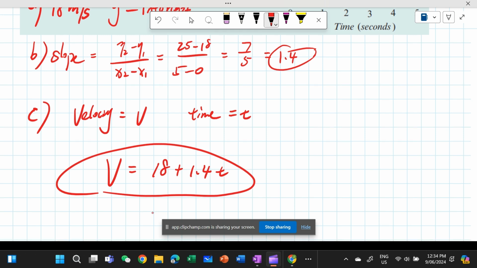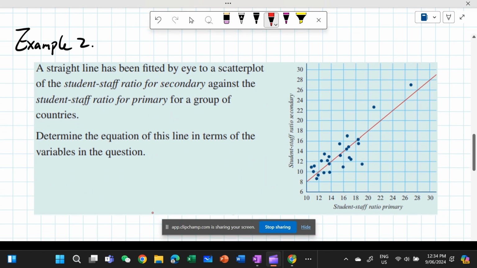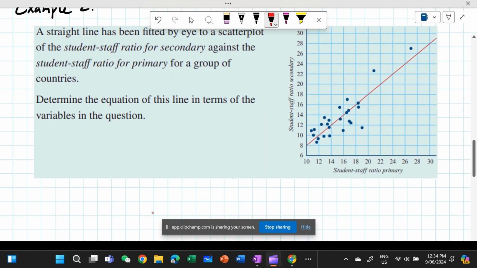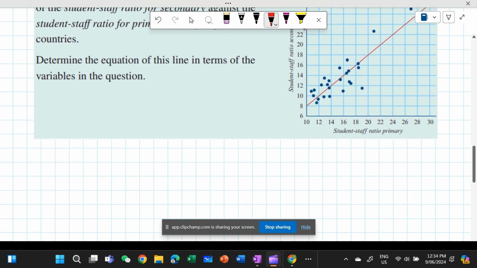Another one, we can use the examples here as well. Here is the data for fitting by eye to the scatter plot, the student-staff ratio for secondary against the student-staff ratio for primary schools. So we can say the ratio of secondary is on the vertical, and primary is horizontal. So determine the equation in terms of the variables in question.